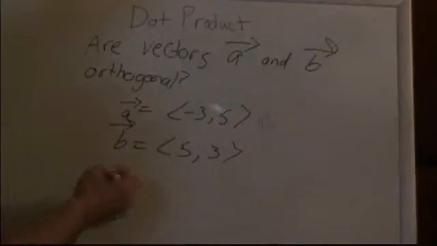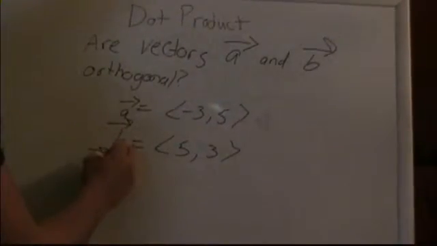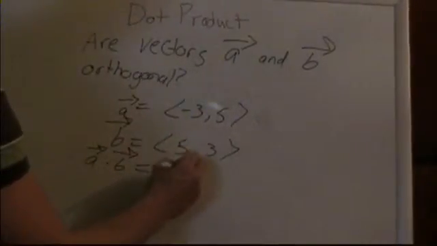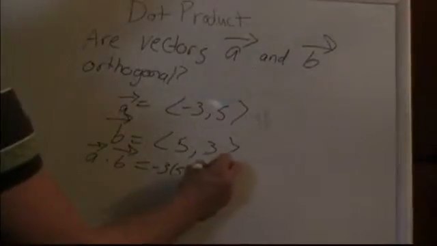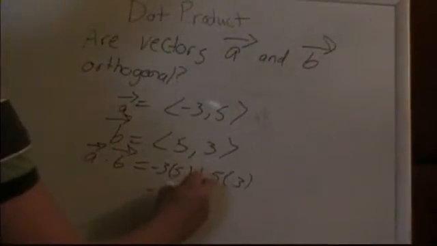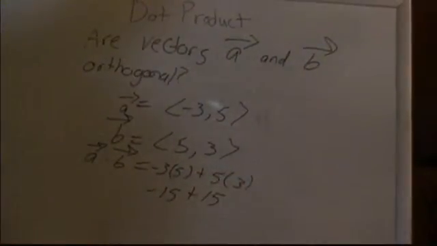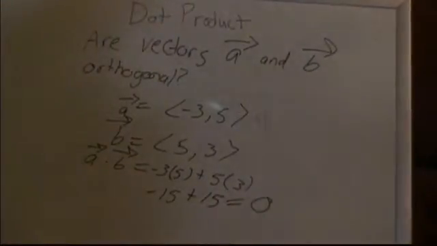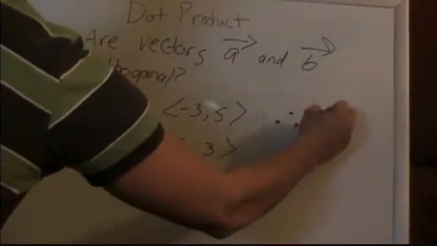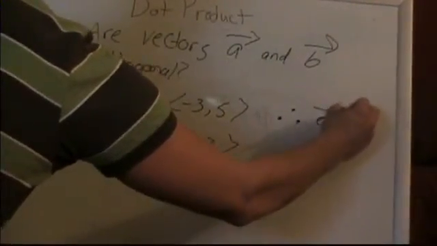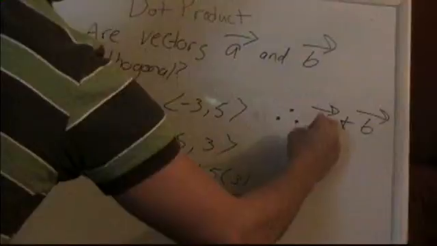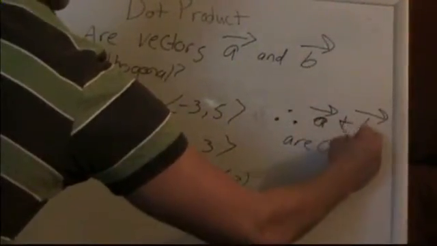We'll do our dot product between vector A and vector B. It'll be negative 3 times 5 plus 5 times positive 3. Give us negative 15 plus 15. That answer is going to be 0. So therefore, we can say that vectors A and B are orthogonal.